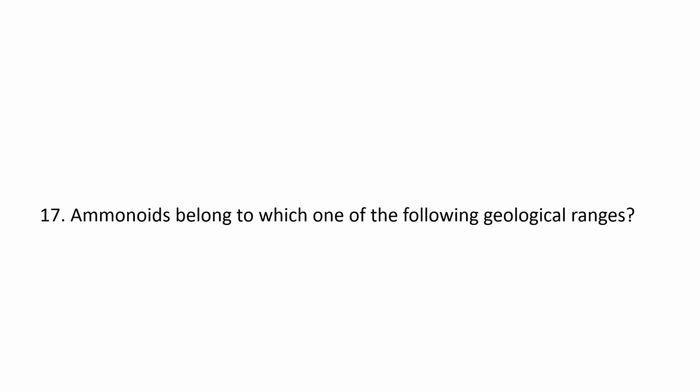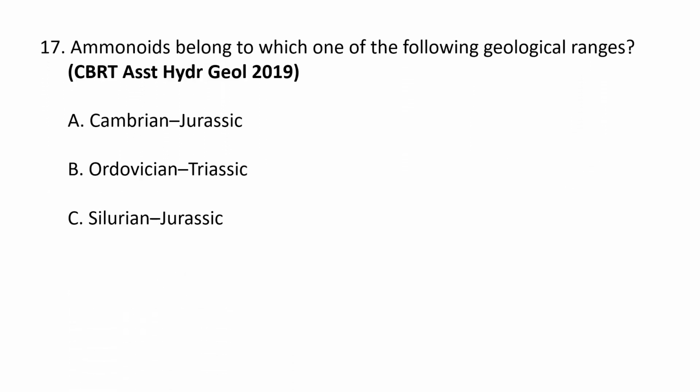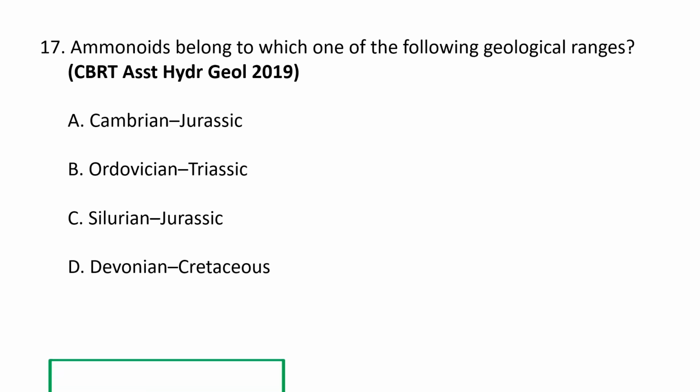Next question. Ammonites belong to which one of the following geological ranges? A. Cambrian to Jurassic, B. Ordovician to Triassic, C. Silurian to Jurassic, D. Devonian to Cretaceous.